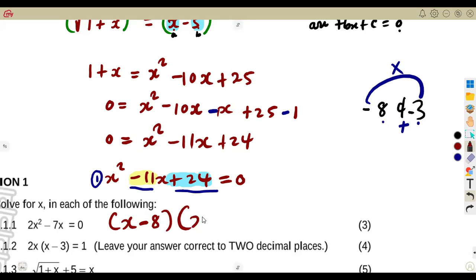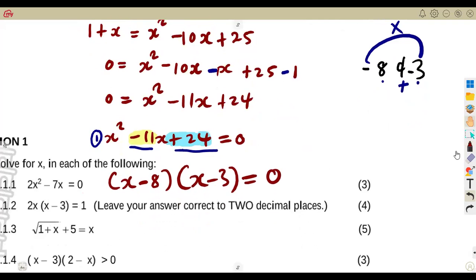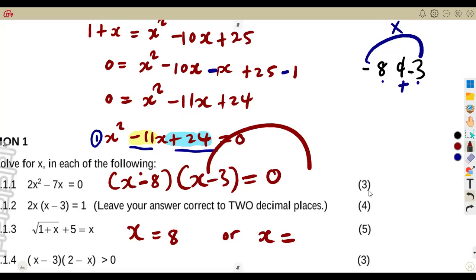(x - 8)(x - 3) = 0. So we know, just like I explained before from the zero concept, that one of the brackets must be equal to 0. So x will be what? Minus 8 to the other side will be positive 8, or x is equal to... minus 3 to the other side will be what? A positive 3. Just like that.